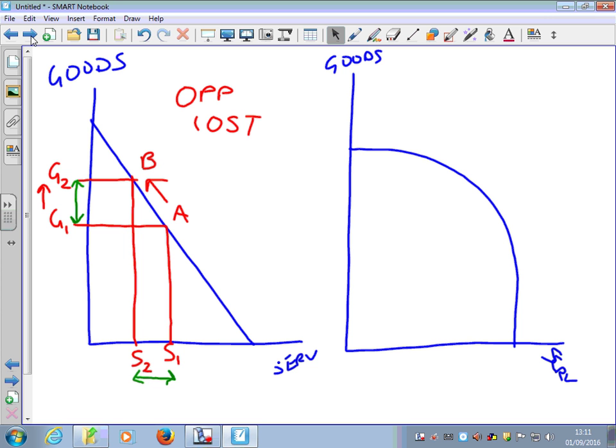And just to prove it, let's go a little bit further down. Let's imagine we start off further down. Let's call this G3, S3. And let's imagine now I wanted to produce even less goods and more services. So what I do, that should be S3, not 4. I now make less goods to make more services. Look at that.